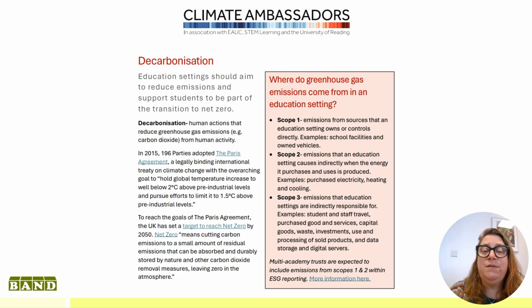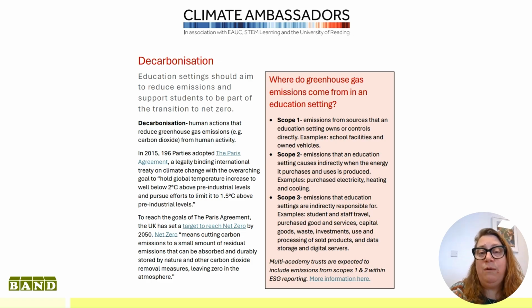as I said, it's been developed by Climate Ambassadors, and there's a link to them and their website further on in the presentation on one of our final slides. So you can click into that organisation's website and you can have a look at all the different resources they've got available. So thinking about decarbonisation, it explains what it is.